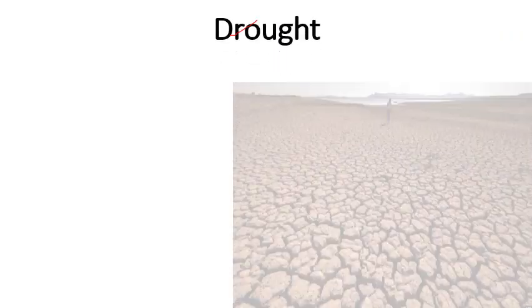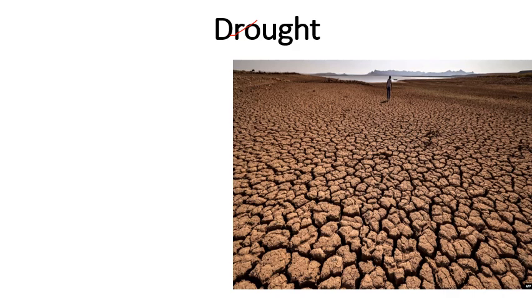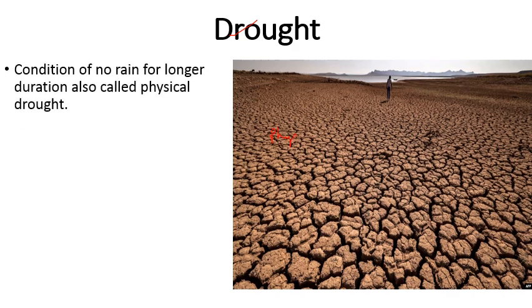Next is drought. This is a condition when there is no rainfall for a longer duration and the soil becomes dry. That is known as drought or physical drought. The condition of no rain for a longer duration is known as drought. It is also known as physical drought. There is another type of drought that is called physiological drought.